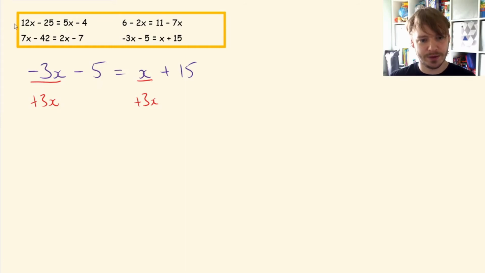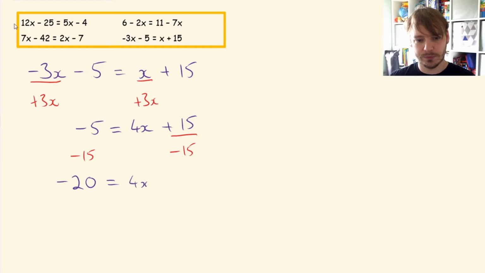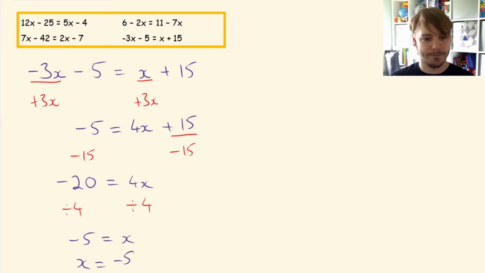So I add 3x to both sides, I'm going to get -5 equals 4x add 15. Then I need to subtract 15 from both sides to clear this away. -5 subtract 15, that's going to be -20 equals 4x, and I can finish there. And finally, let's divide it by 4. -20 divided by 4 is going to be -5 equals x. And for clarity, I might well write x equals -5 just at the end there.